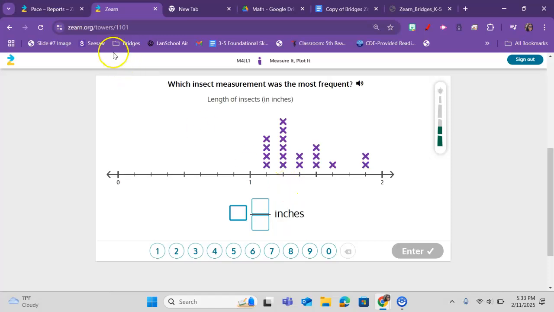Okay, this next one, which insect measurement was most frequent? And so I want to look for most frequent is the most amount of X's. So it looks to be this second one. So I have 1 inch, and then I have 1, 2. I know that there's 8 lines here, so my denominator will be 8. I passed my 1 inch mark, and I went to my second little line, so that's going to be 2 right here. And then 2, where my denominator is going to be 8 because there's 8 little lines.